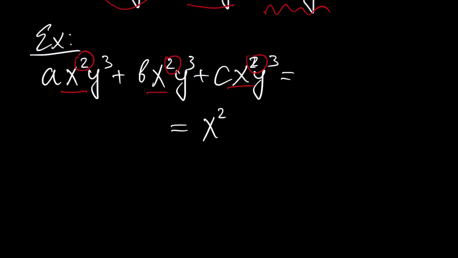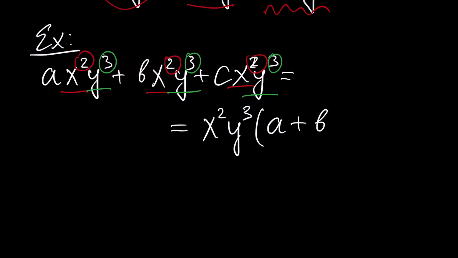And what about y? Y here enters with the power 3, here also with the power 3, and here also. So we can take out y with the power 3, and we will have, for the first monomial, a, times x squared y cubed, times a plus b plus c. So we took common factors from these three monomials.